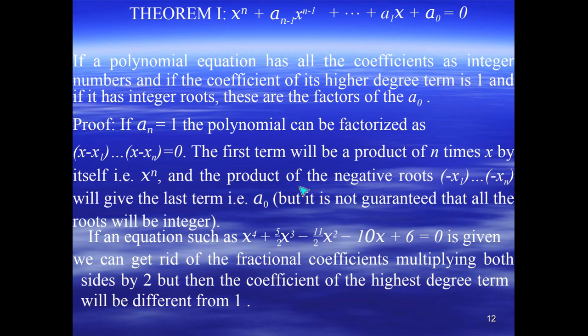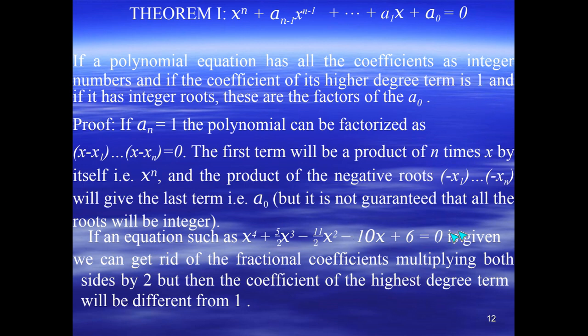for factorizing polynomials. So if an equation, for example, such as x to the power 4 plus 5 over 2 x to the power 3 minus 11 over 2 x to the power 2 minus 10 times x plus 6 equals 0 is given, well, here we have fraction coefficients. The coefficient of the highest term, x to the power 4, is 1. But these fractional coefficients can disturb us.